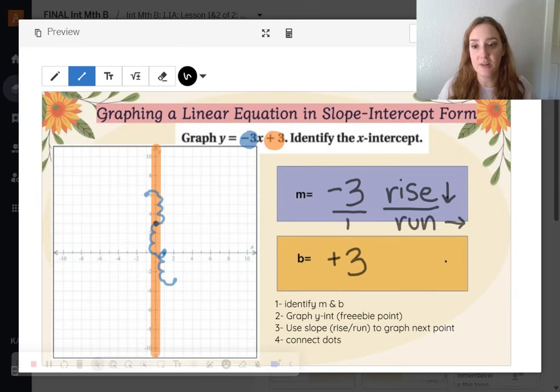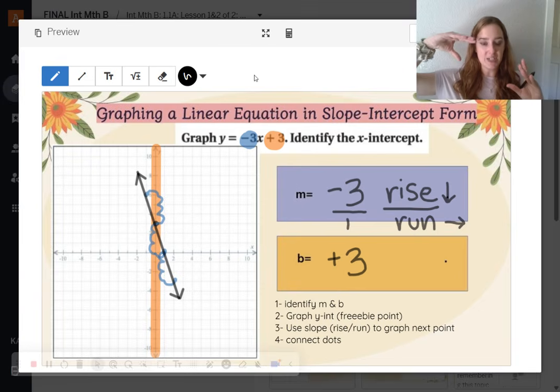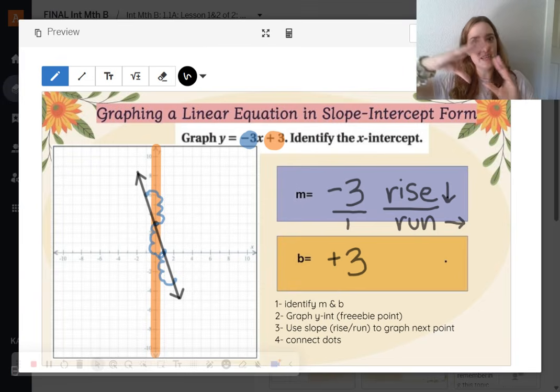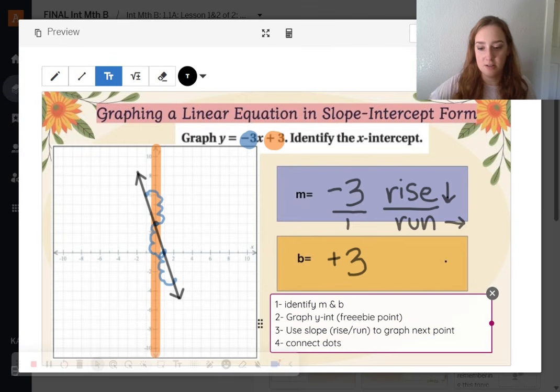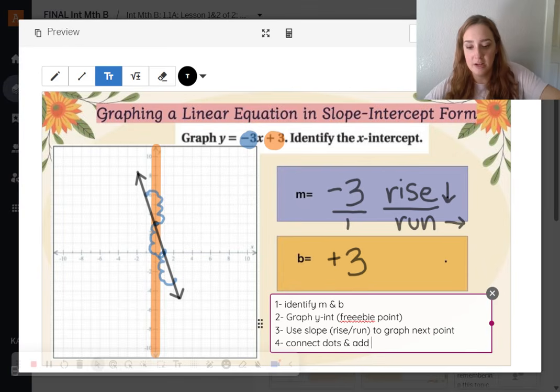We're going to go ahead in our last step, use that line tool in Desmos, and we're going to connect our dots. I do ask that you add arrows, because if we do not have arrows, it is no longer a line. It's a line segment, and we're graphing linear equations. We're graphing lines, so they need to have those arrows on both sides to show us that it's going on indefinitely in both directions. So connect dots and add arrows.